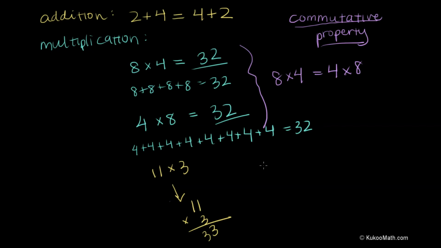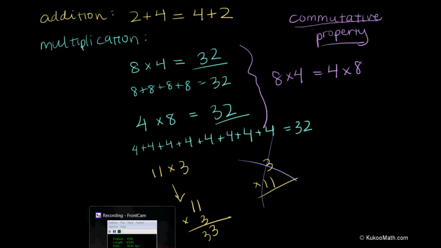It's more difficult to multiply it if you write 3 times 11. The numbers don't work out perfectly because you don't know which direction to multiply in. So to stay consistent, we should stick with writing the number with more digits on top. That's how the commutative property works in multiplication.